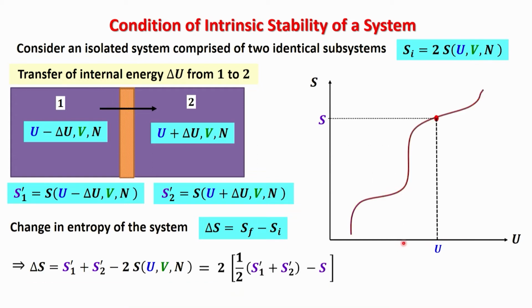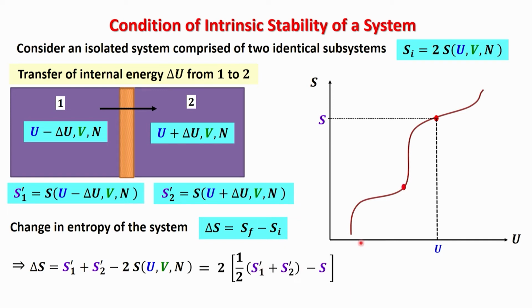Okay. Now, let us consider another system where I have carried out the same experiment, but now the variation of entropy with respect to U has some other functional form. Okay. So, as before, I will have delta S equal to 2 into half of S1 prime plus S2 prime minus S. Now, with this very different functional dependence of S on U, let us now check what would be the sign of this difference.